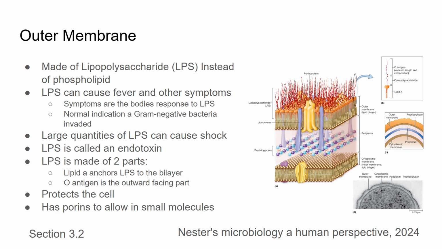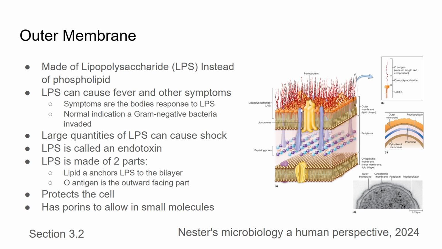LPS is made up of two parts. So when we look here, we have lipopolysaccharide, LPS, and there are two parts. We have lipid A, and this is going to be the part that makes the bilayer, and we have O antigen, and that faces outside of the cell. So that O antigen is the part that we are detecting. And different bacteria will have different types of O antigens. So that's how we can identify different types of bacteria.